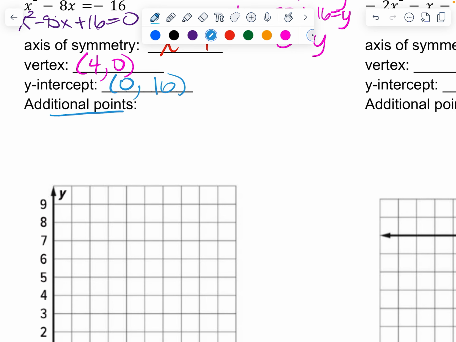Okay, so here we go. We have 4, 0 in the middle. We have 3, 2, 1, 0, 16. We have 5, 6, 7, 1, 2, 3, 8 would be 16.